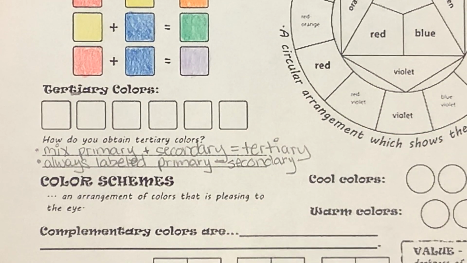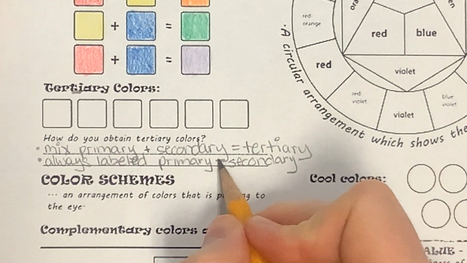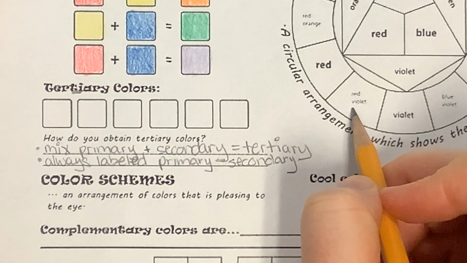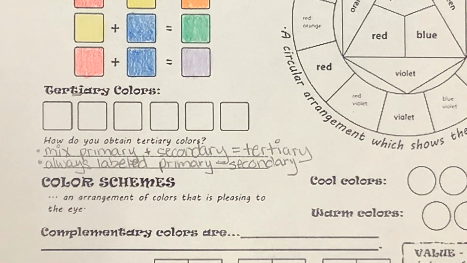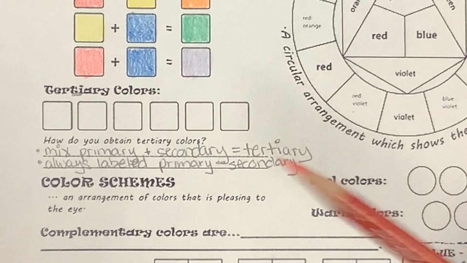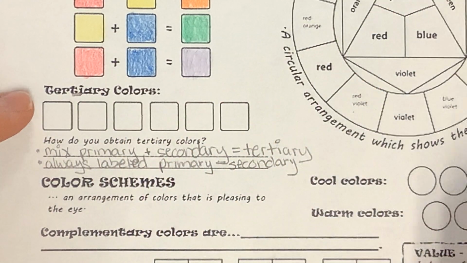Okay, so it's always labeled primary dash secondary. And we can see that example in our color wheel. Okay, so when we go to color this, my recommendation to you so that you always get that thought of primary and then secondary, start by always putting the primary color down first. So we're just going to go around the color wheel here.